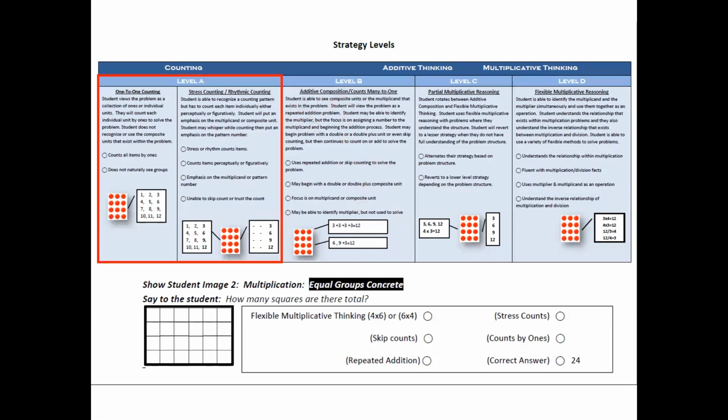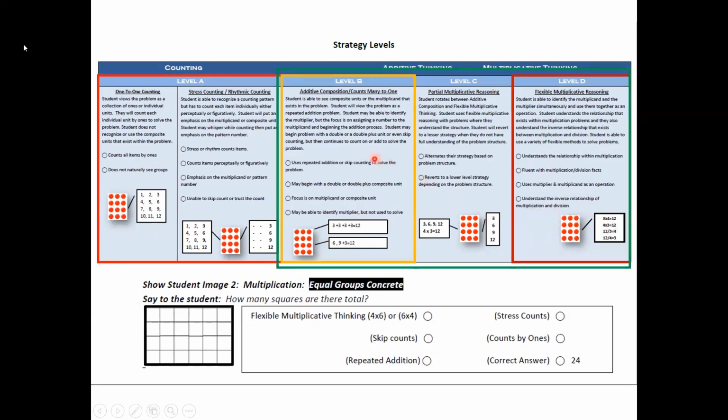So if you take a look at level A again, you'll see what stress counting looks like. It represents some type of counting, right? Level B means they're using repeated addition, or skip counting, or a mix of those, skip count then additive composition. Level D means they're tying math facts to what they're working on, and they're able to solve it quickly. And then level C means they go back and forth between level B and level D.